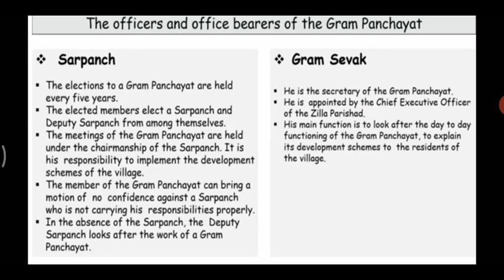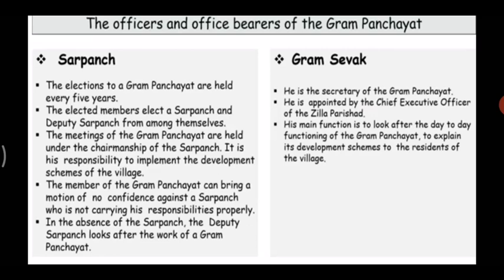Who are the officers under them? So first is Sarpanch. The head of the village in the rural areas is called the Sarpanch. Like the President of India is the head of our country, the Sarpanch is the head of a village. The members of the Gram Panchayat are elected through voting.